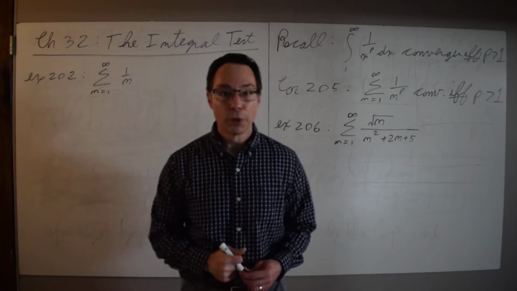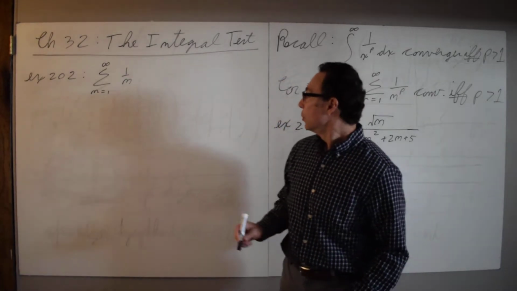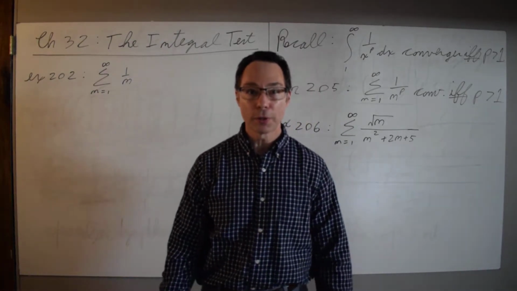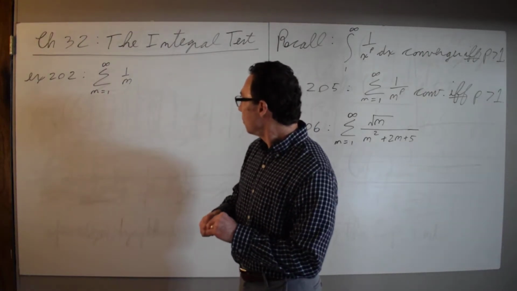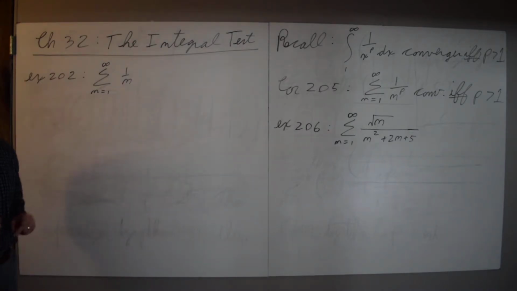This video is over Chapter 32 on the integral test. Chapter 32 will be done in two videos. This is kind of a long chapter, so I'm going to break this up into two videos. Example 202 is to use the integral test to show that the harmonic series diverges.